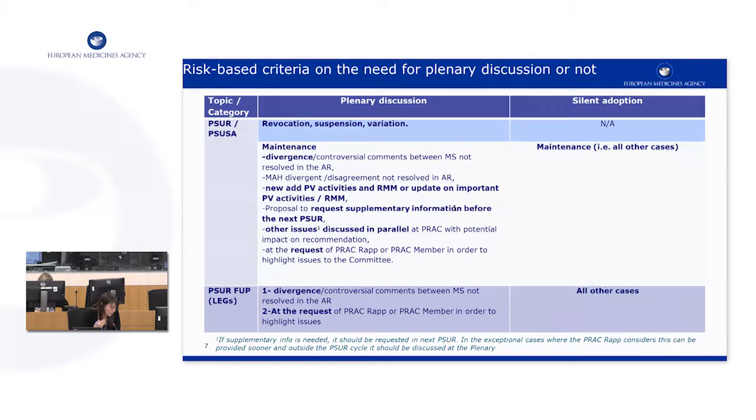But if we are, and this is actually valid for PSUSA for CAPs, if you consider that the data are very useful and needed earlier, this would actually qualify for plenary discussion, because the committee will need to consider what is the best way to handle this data. And of course, there can be also other issues discussed in parallel at PRAC with potential impact on the recommendation.